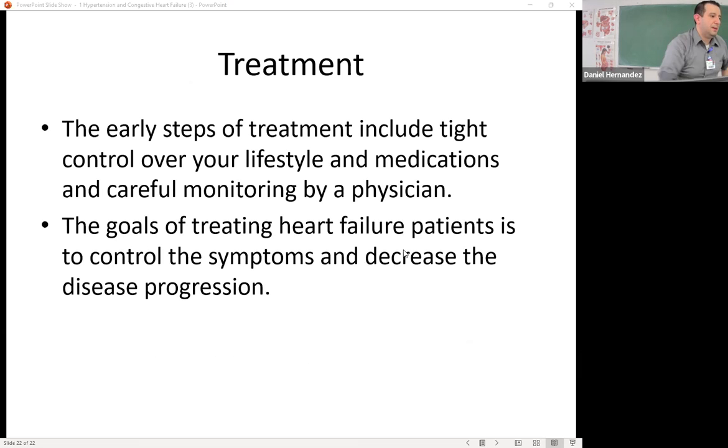In terms of treatment, early steps of treatment include tight control, again, of your lifestyle and medications, being carefully monitored by a physician. The goals of treating patients with congestive heart failure is to control the symptoms and decrease the progression of the disease. So ultimately, that's the goal of any physician, to slow this progression of the disease by controlling the patient's symptoms and the underlying causes of their symptoms.